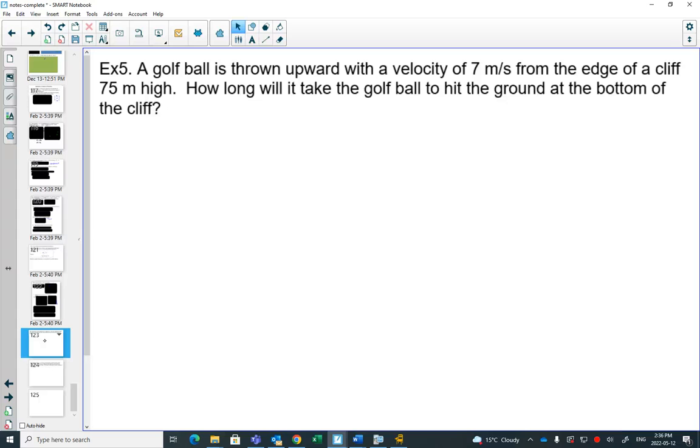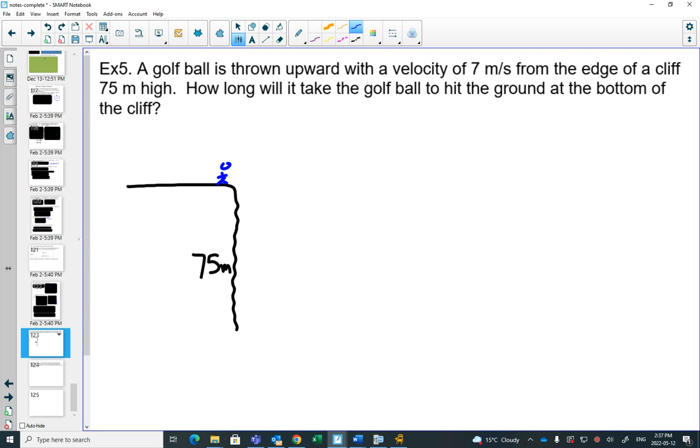Golf ball. You decide to climb up a cliff 75 meters high with a golf ball. Nope. This class is dangerous. So there's our cliff, 75 meters high. There's the happy you with the golf ball.